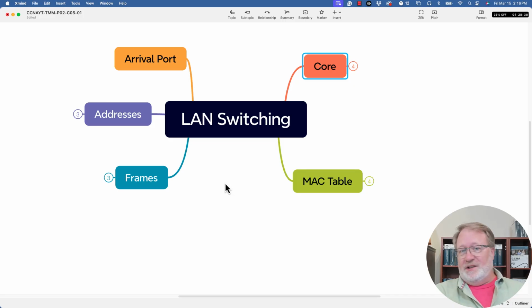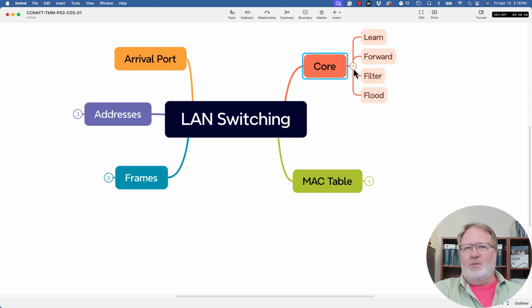First off, LAN switching is the seed term. It's in the middle. Those are the 5 terms I arranged around it. I'm going to start in the upper right and go clockwise. And core is not really a term. I just needed a word to say, well, what's the core part of LAN switching? And I used the form of the words without the ing on the end. So there's learning, forwarding, filtering, and flooding. I don't think I used the word filter in the video, actually.